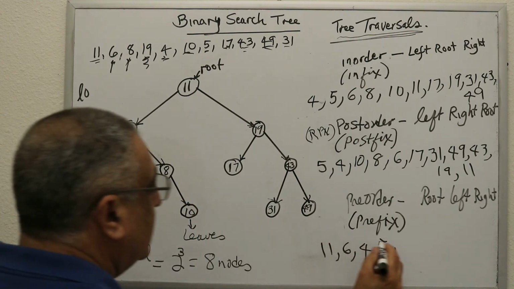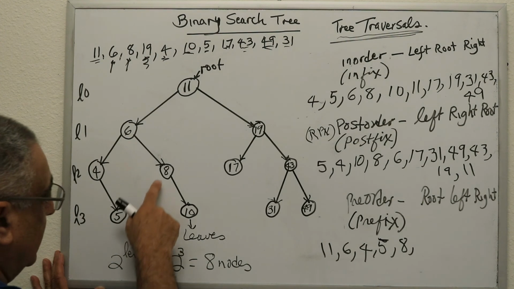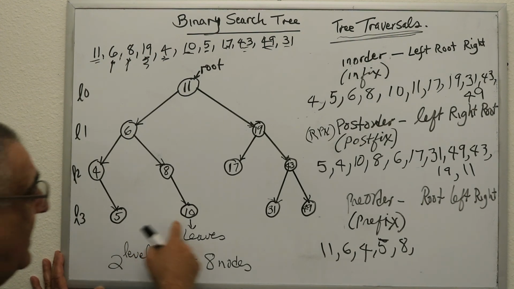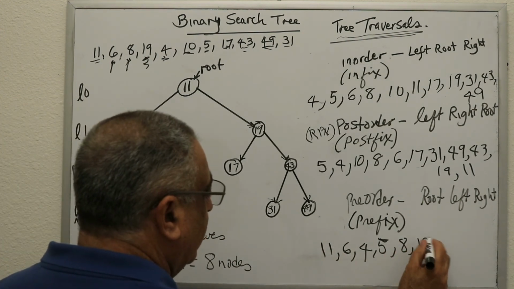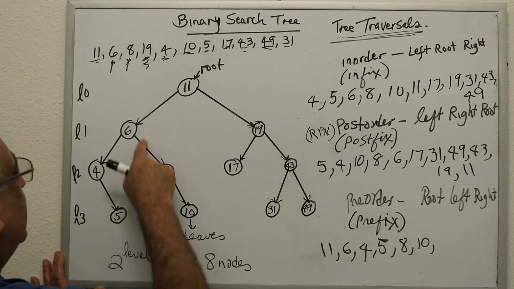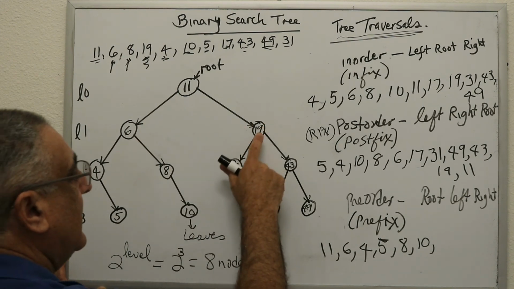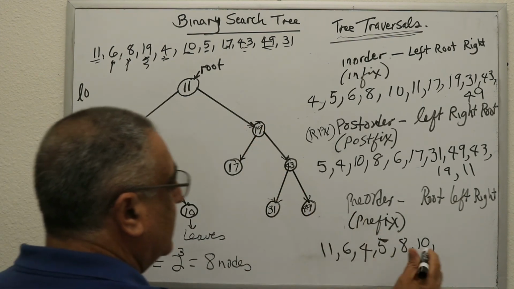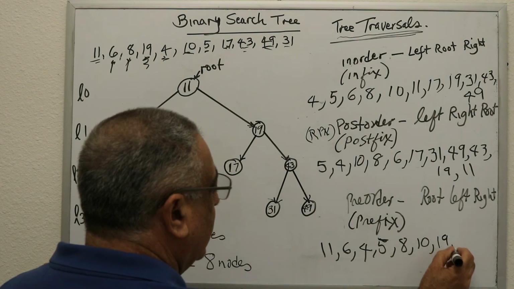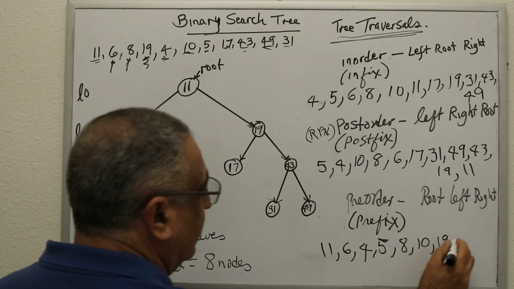So I go root, and I go root, left, which is null. I go right, which is 10. Now I've gone root, left, right. So now I've gone root, left, I go right. That's a subtree. So I go root, which is 19. I go left. Okay, that's a left job.